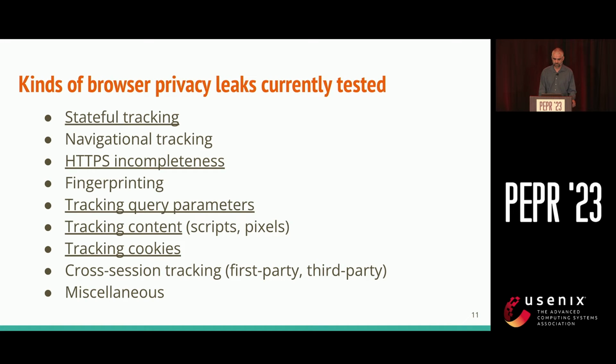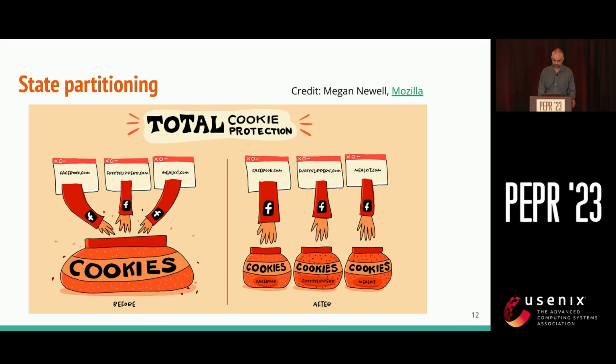And I'm testing quite a long list of leaks at the moment. I'm going to go over some of these just as examples. The first example is state partitioning.